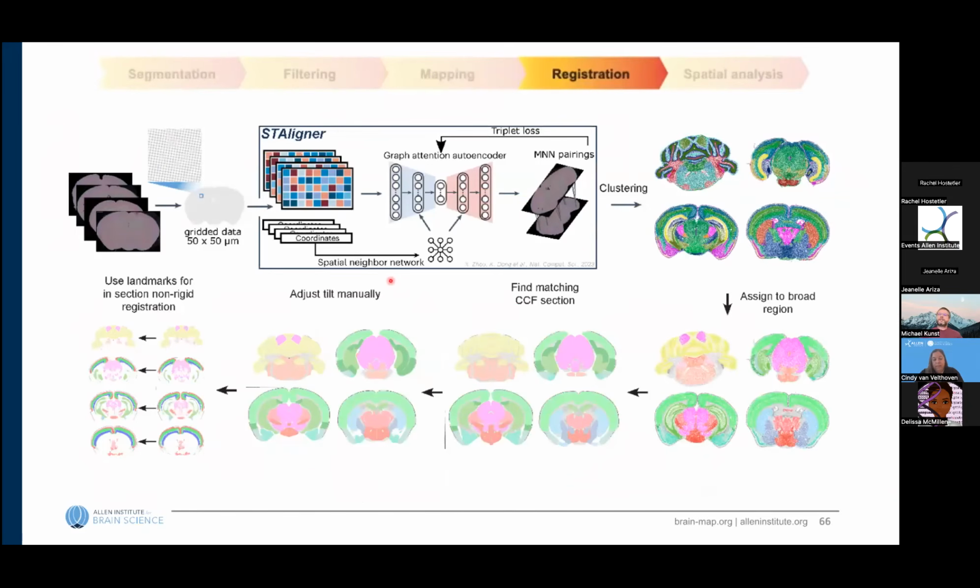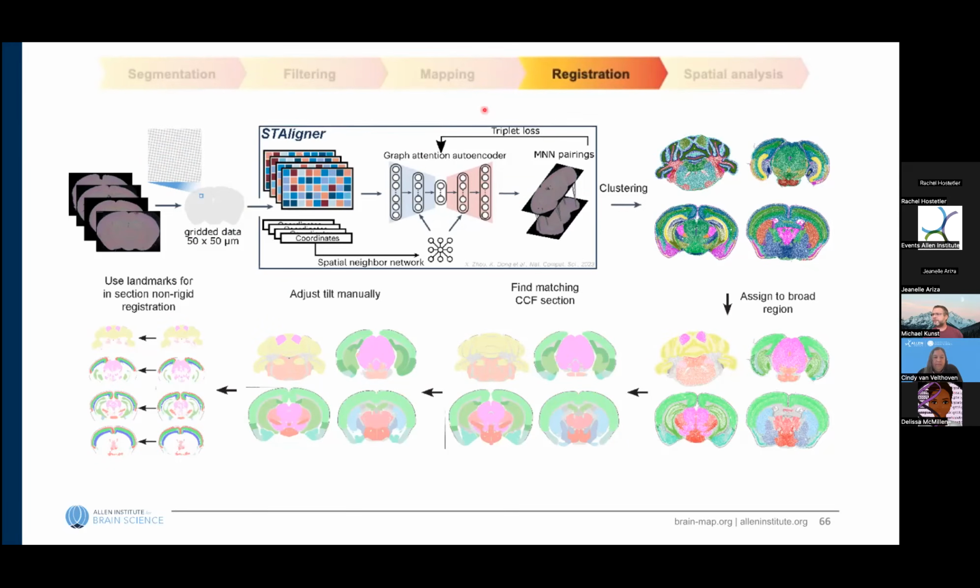The next step is to then assign it to brain regions by registering it to a common coordinate framework. So the way we are currently working on this is we're using a tool called Starliner that generates spatial domains using a graph attention autoencoder. In order to feed our data into Starliner, we first have to take the original spot table and grid it into 50 by 50 microns and then sum up gene expression within each of these grids. It's kind of like a pseudo-Visium experiment with a much lower gene count.